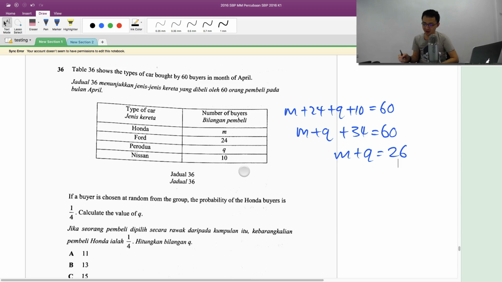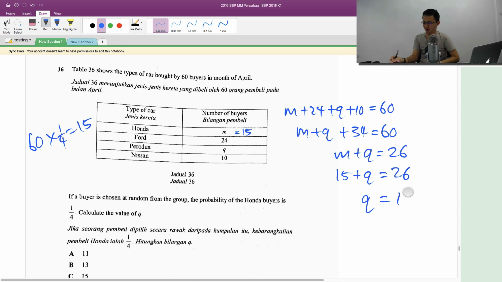Alright, so if a buyer is chosen at random from the group, the probability of a Honda buyer is 1 over 4. So of 60, I have 1 over 4 is Honda buyer, which is 15. So therefore, I know Honda buyer is equal to 15. Since m is equal to 15, so 15 plus q equals 26. Q is just equal to 11. It's very easy. So you have to understand how to find a Honda buyer or something like that.